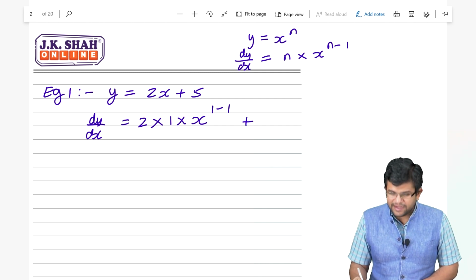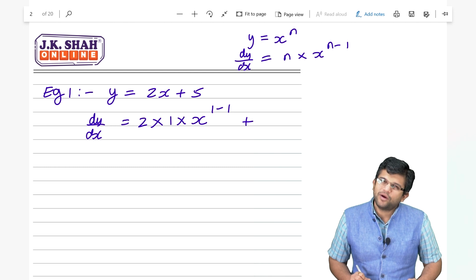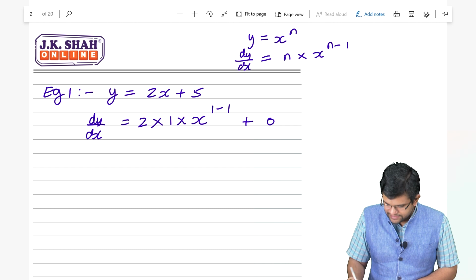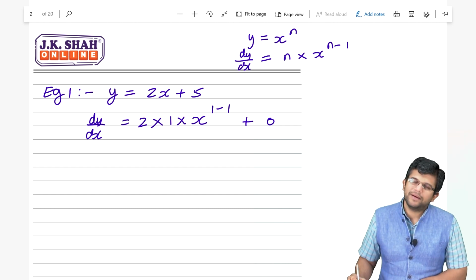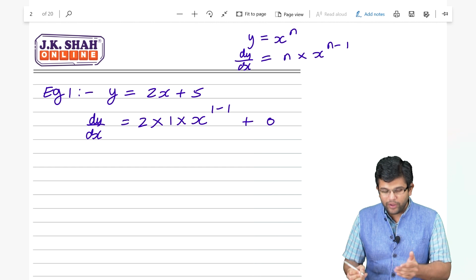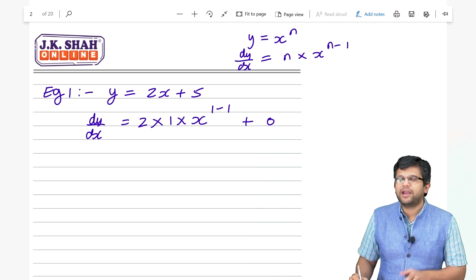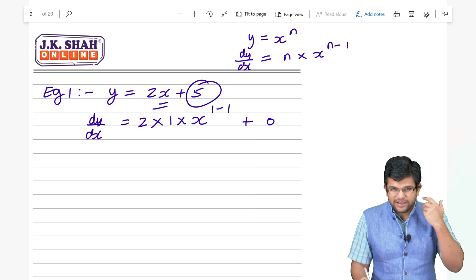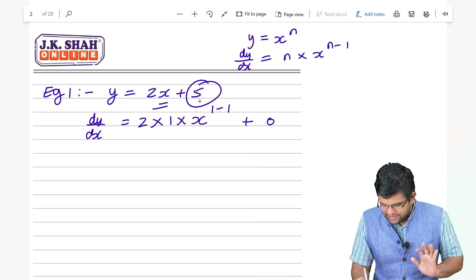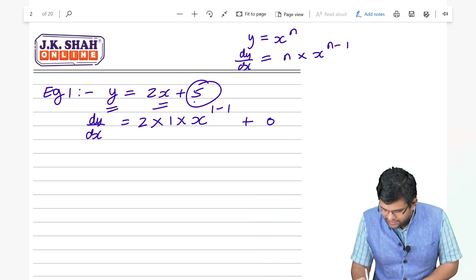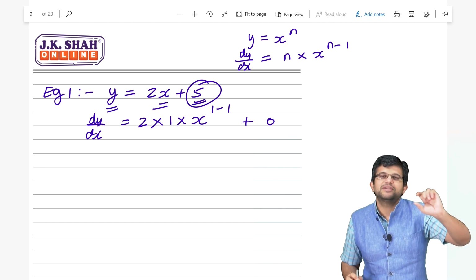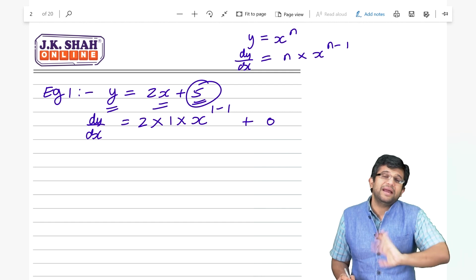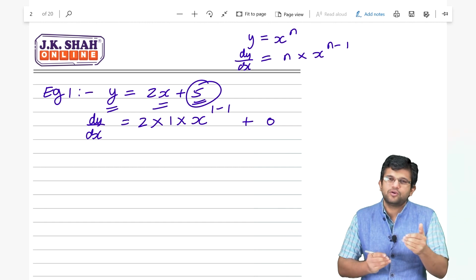And children, as far as 5 is concerned, it is a pure number. There is no x attached to it. The derivative of a pure number is always 0. Always remember this. Now going ahead, because it's a constant, I hope you understand. 5 is a constant. Constant means whatever x will change, y will change accordingly, but this 5 will not get impacted, right? So there is going to be no movement in that 5, and therefore the derivative of a constant is always 0. There is going to be no change.